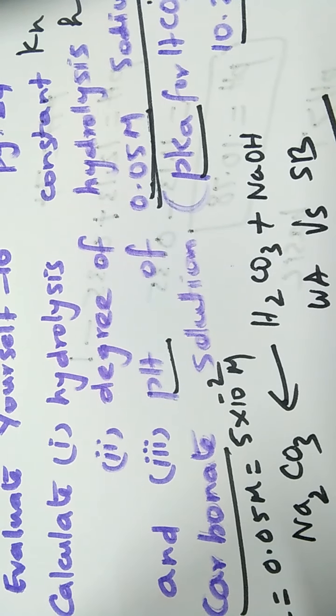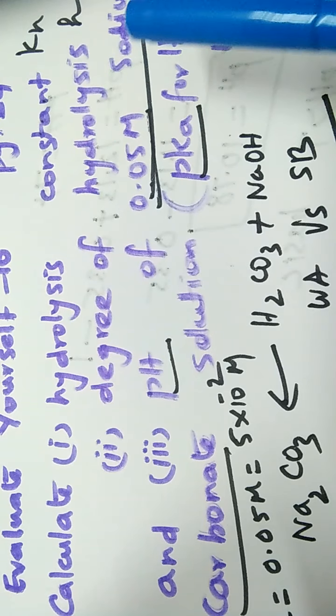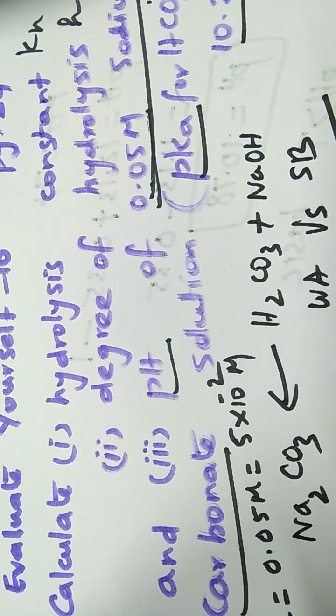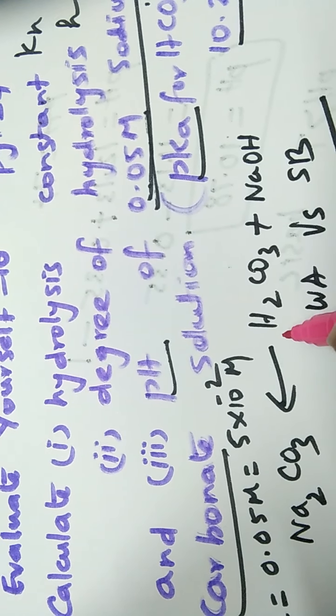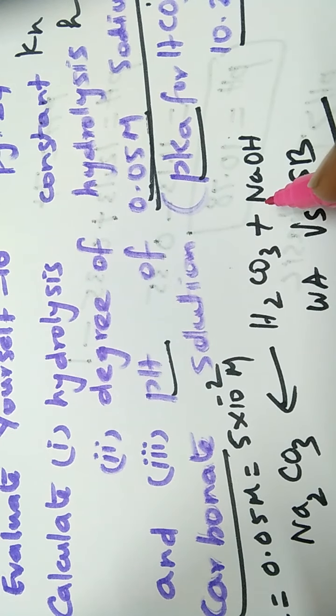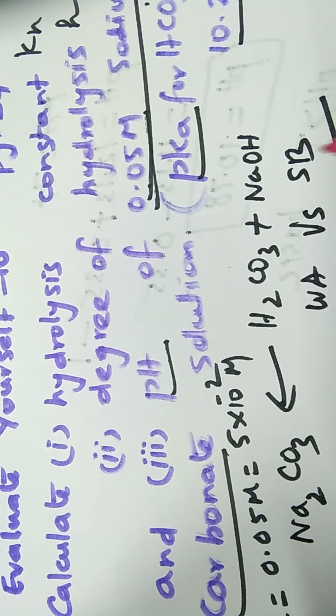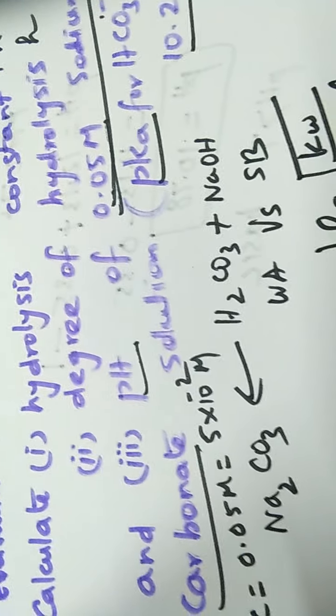So here, evaluate yourself 10, page number 24, calculate hydrolysis constant again, Kh, degree of hydrolysis, h and pH. Here they have given 0.05 M sodium carbonate solution. Sodium carbonate is a salt which is formed between carbonic acid and sodium hydroxide. Carbonic acid is a weak acid, sodium hydroxide is a strong base. Okay, so again same formula.